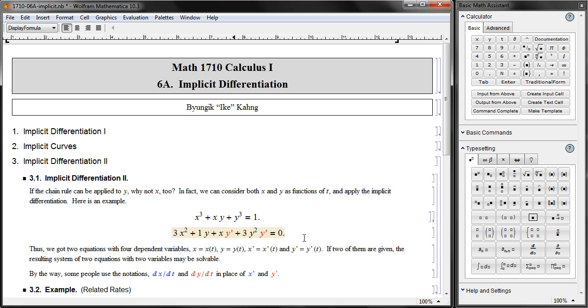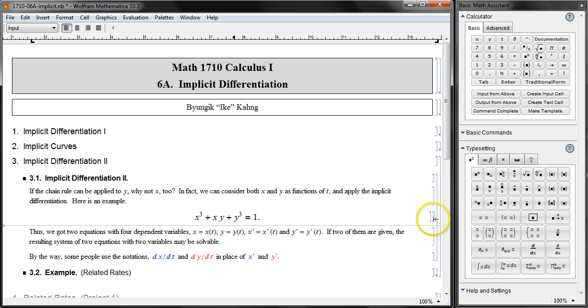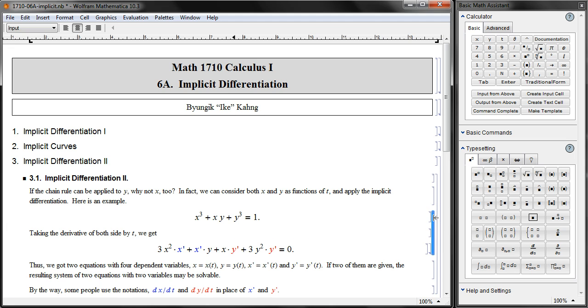Now why not make both of them dependent with respect to another variable, say t? Typically t is for time. In that case, both x and y are functions. So we're going to get primes popping out for both of them, like this. Color-coded, x prime is blue and y prime is red.